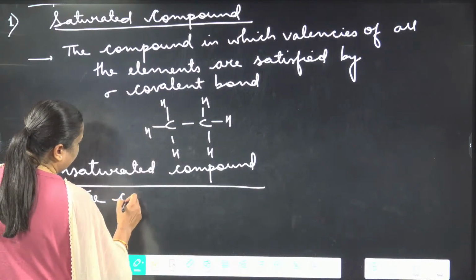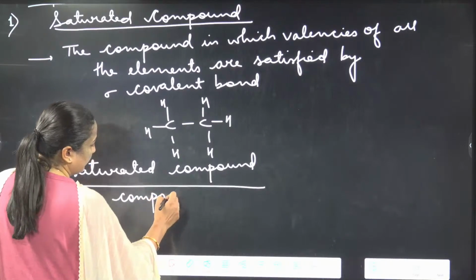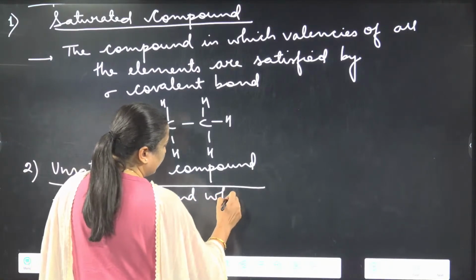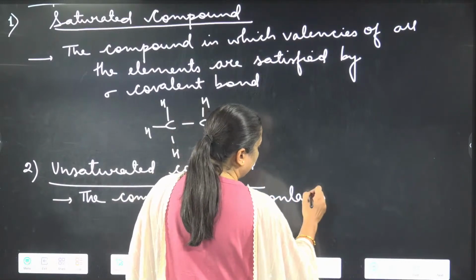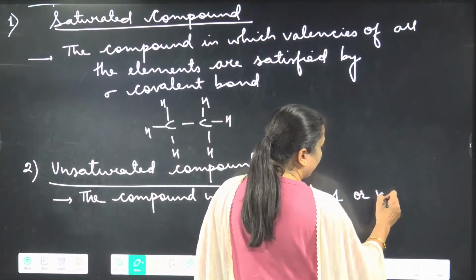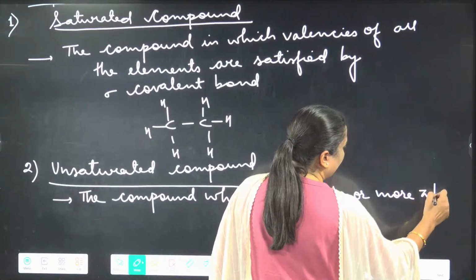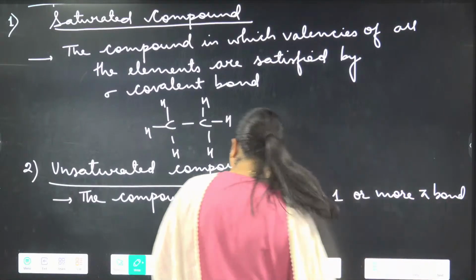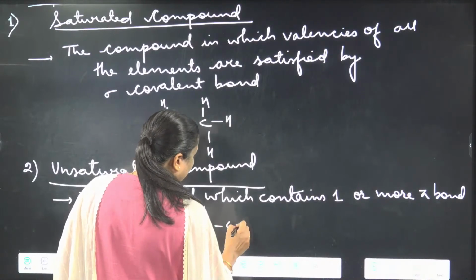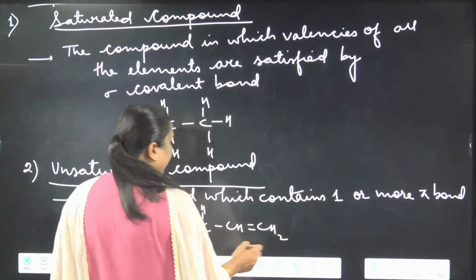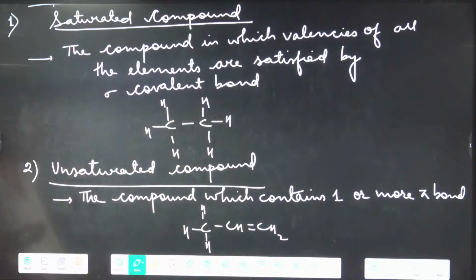The compound which contains one or more pi bond, right? Like you are having this, suppose I write like this, CH double bond CH2, you are having unsaturation here, a double bond is there, unsaturated compound. Please write this out.